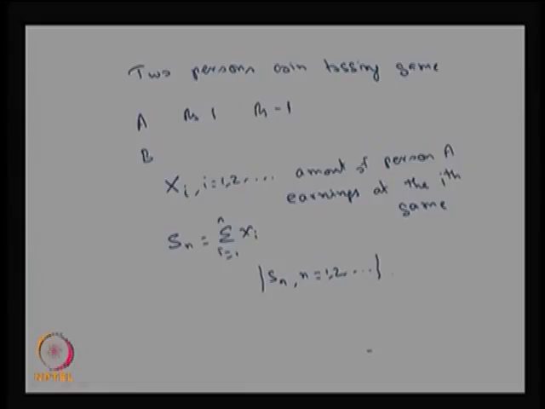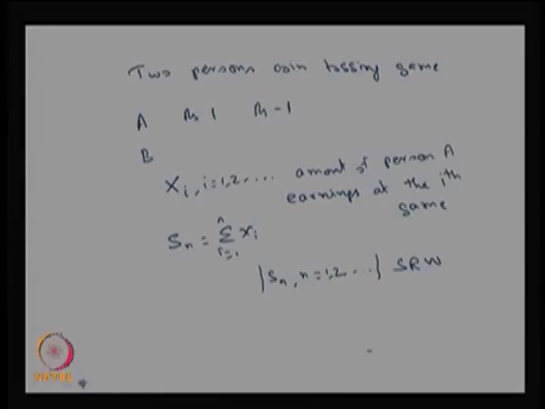Therefore, this Sn is going to form a simple random walk, where the Xi's take integer values 1 and minus 1. With probability p, it takes the value 1, or it takes the value minus 1 with probability 1 minus p. So, I am relating the simple random walk with the simple scenario of a two-person coin tossing game.